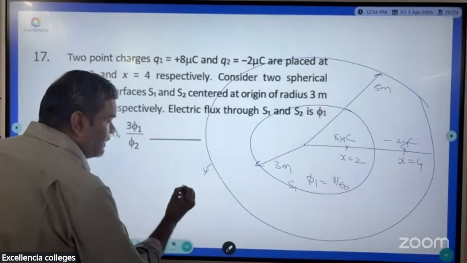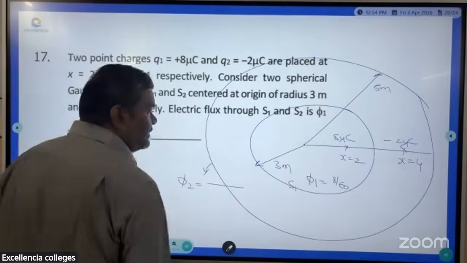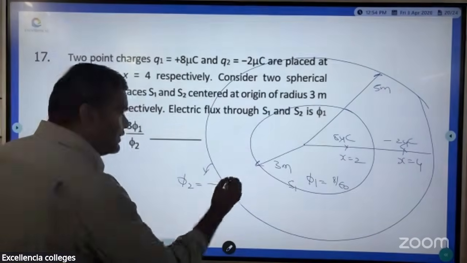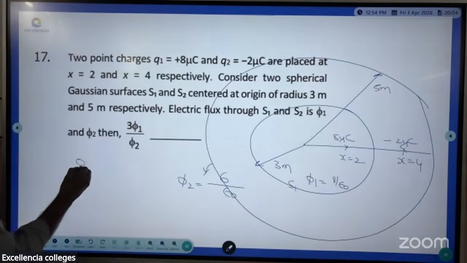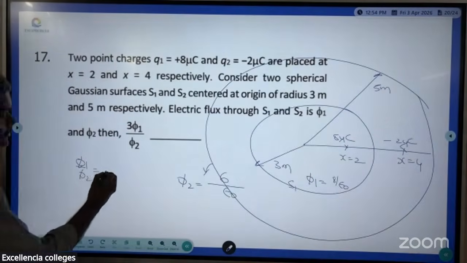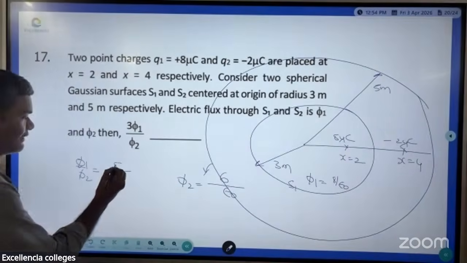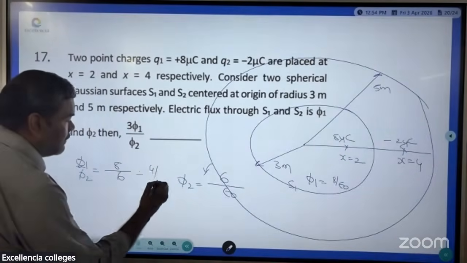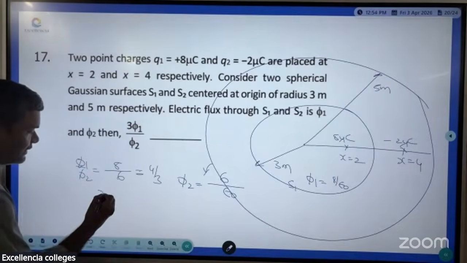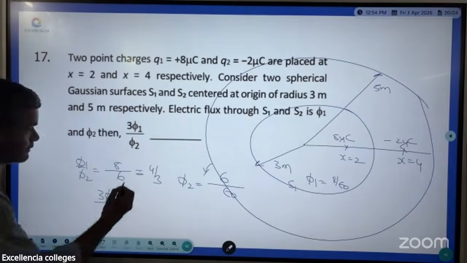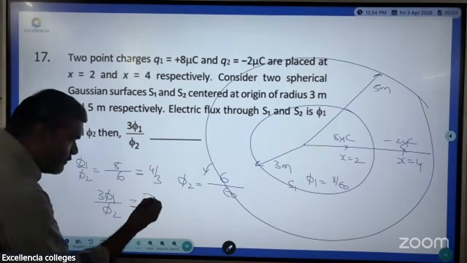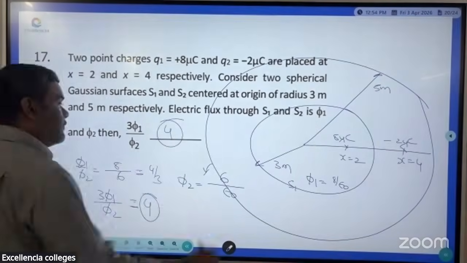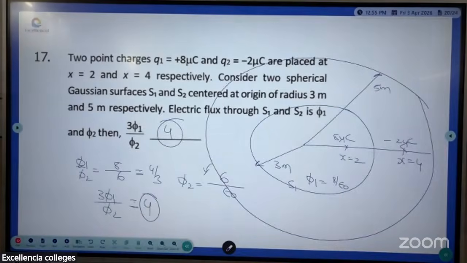The flux through this one, phi 2, is going to become the charge enclosed by epsilon naught. The charge will be 6 by epsilon naught. So the ratio phi 1 by phi 2 is going to become 8 by 6, which is 4 by 3. So 3 times phi 1 by phi 2, which we have to find, is going to become 4. All right, done.